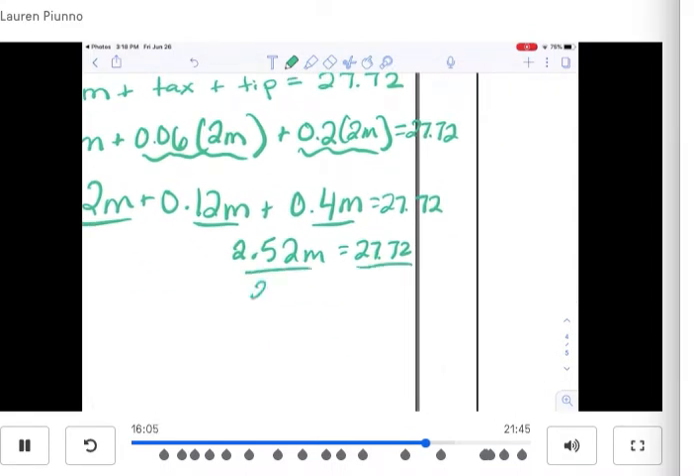And now the last step is let's divide. And their meal was $11 each.